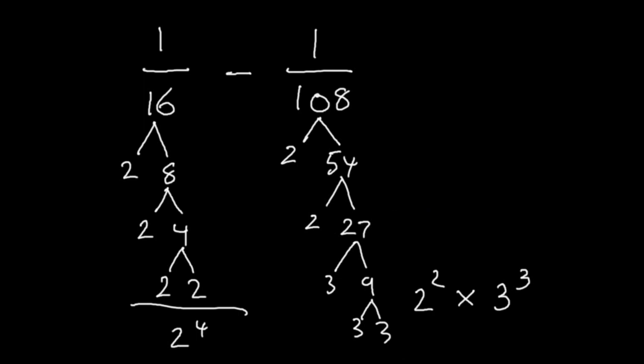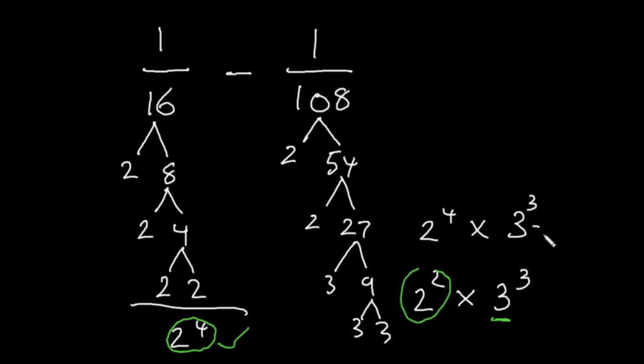Alright, so the next thing we want to do is select only the highest powers to multiply together. So if we notice here that 2 to the 4 is a higher power than 2 to the 2, we're going to select 2 to the 4 to multiply, and we'll multiply that with 3 to the 3. So we're multiplying the highest powers together. So we have here 2 to the 4 times 3 to the 3, and that equals 2 to the 4, which is 16, times 3 to the 3, which is 27, and that equals 432. So our lowest common multiple here is 432.